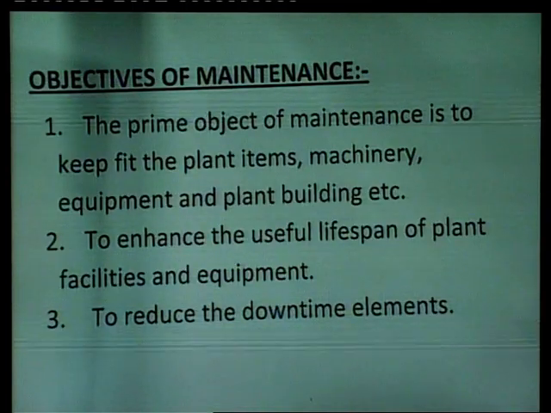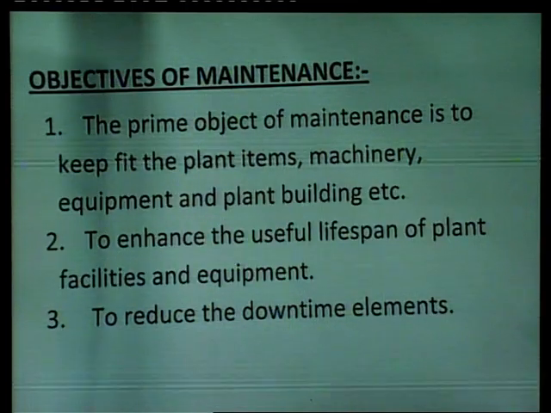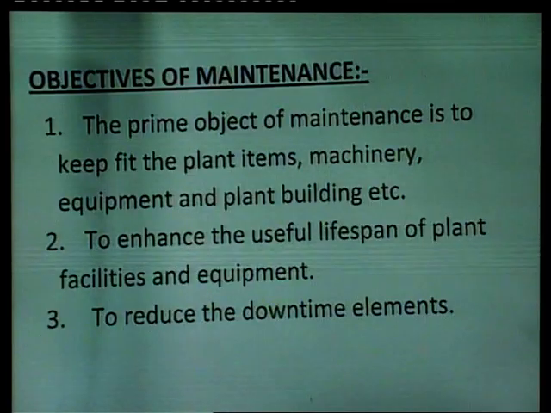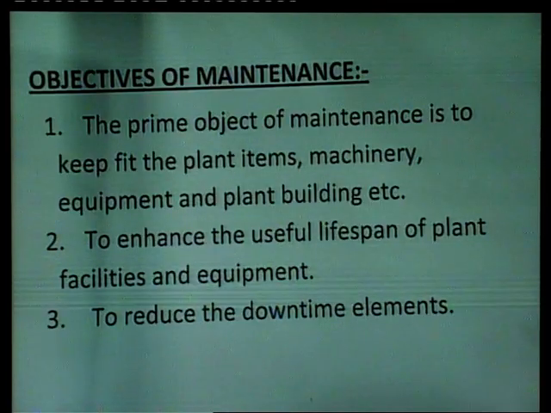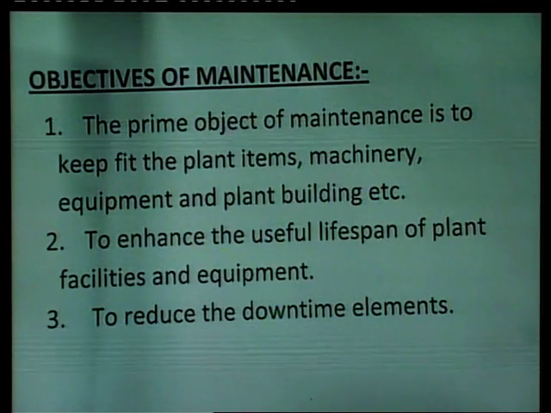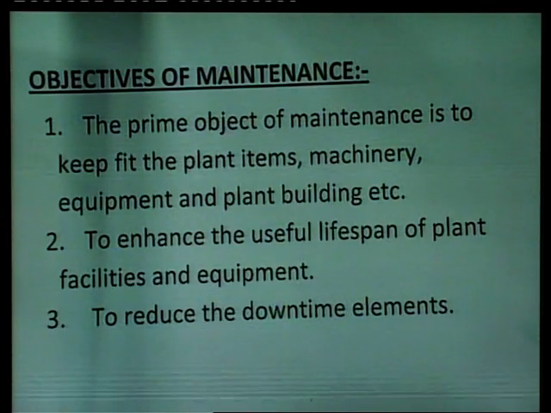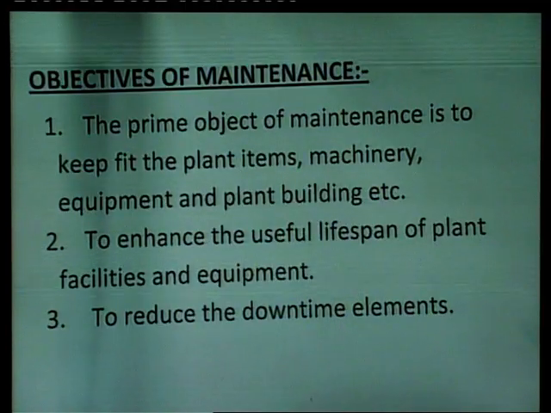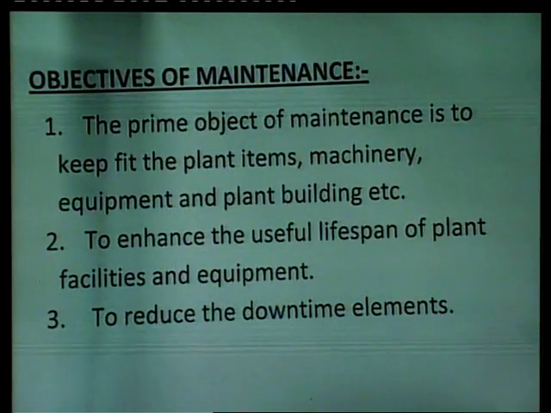The first one is that the prime objective of maintenance is to keep fit the plant items like machinery, equipment, plant building, etc. Second one is to enhance the useful lifespan of the plant facilities and equipment. With the maintenance of different plant items, their lifespan also increases.